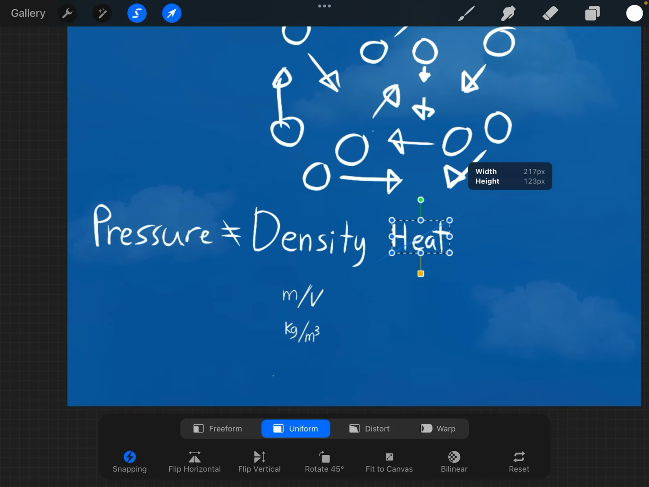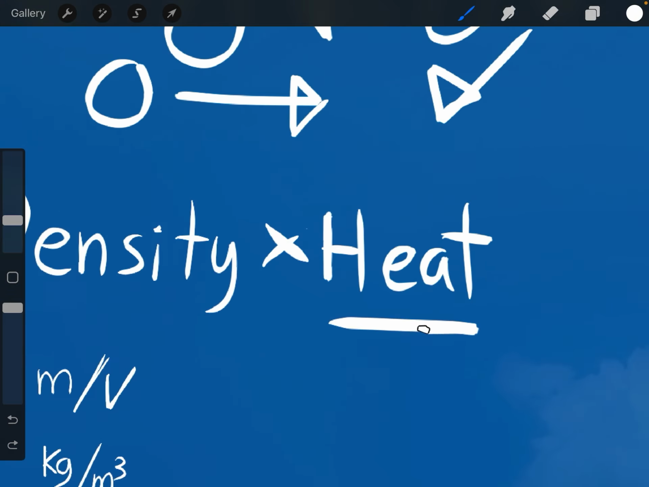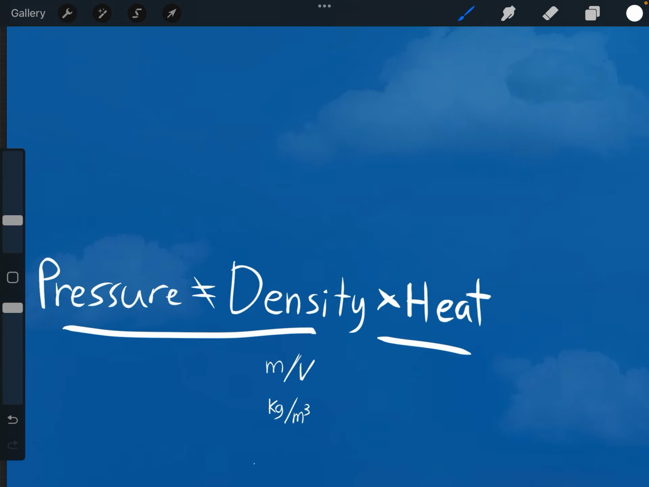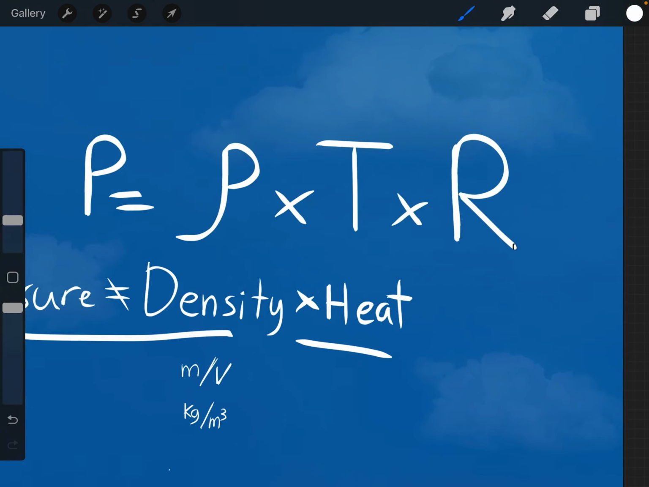So pressure is proportional to heat and density. It is proportional to the amount of movement between molecules and the amount of molecules there are in a certain area. And this here is pretty close to what's known as the ideal gas law. The ideal gas law says that pressure is equal to density times temperature times a specific gas constant. But assuming you're using the same gas, this constant won't change, but the density and the temperature might change.